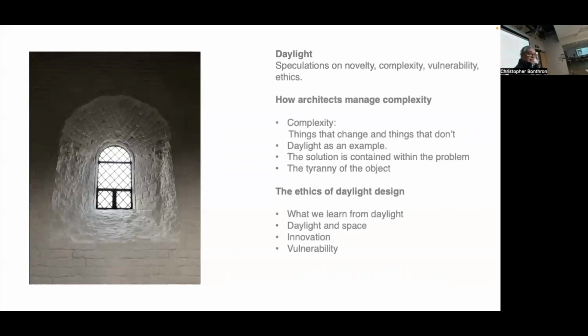This is a brief outline of what I'm going to talk about. I want to talk about, from the architectural point of view, how we manage complexity, or at least one approach to it. So we'll talk about complexity, and I'll talk about things that change, things that don't change. I will try to make the case that much of the time, the solution to complex problems is in fact contained within the problem itself. I will talk about some problems we may have with making objects as opposed to space, which is a subject of daylight. And then I will make some speculations about the ethics of the design of architecture with reference to daylight.